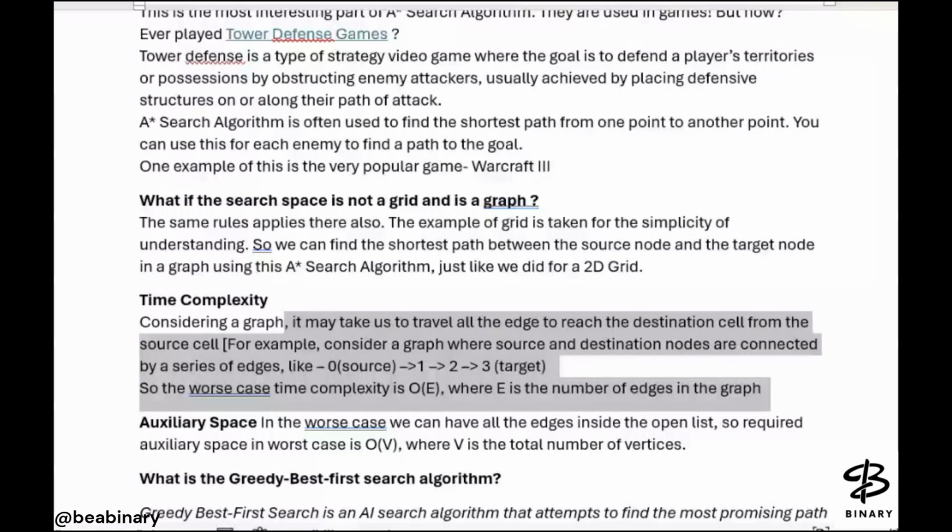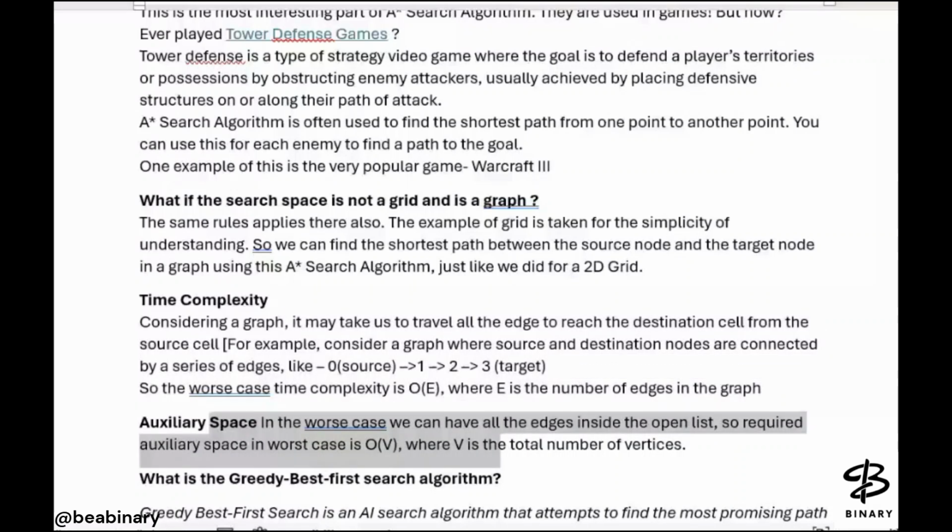Or we can say that the number of edges traversed will be the worst time complexity. If we need to traverse only the minimum edges to reach the target, that will be the best time complexity. Then there is the auxiliary space. In the worst case, we can have all the vertices inside the open list, so the required auxiliary space is the total number of vertices. That is the worst-case space here.